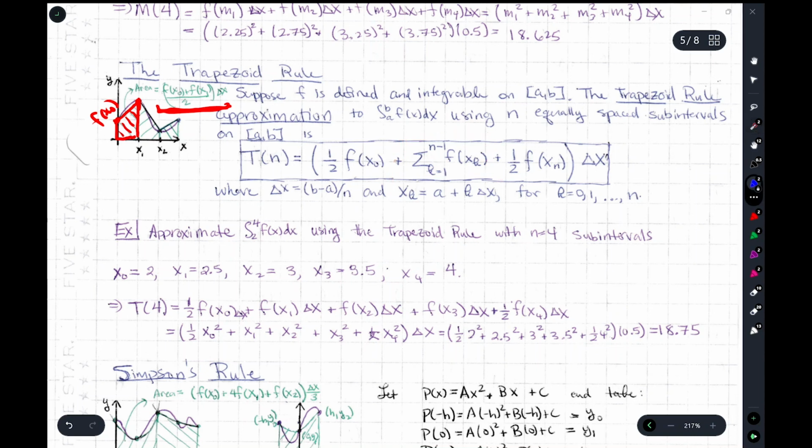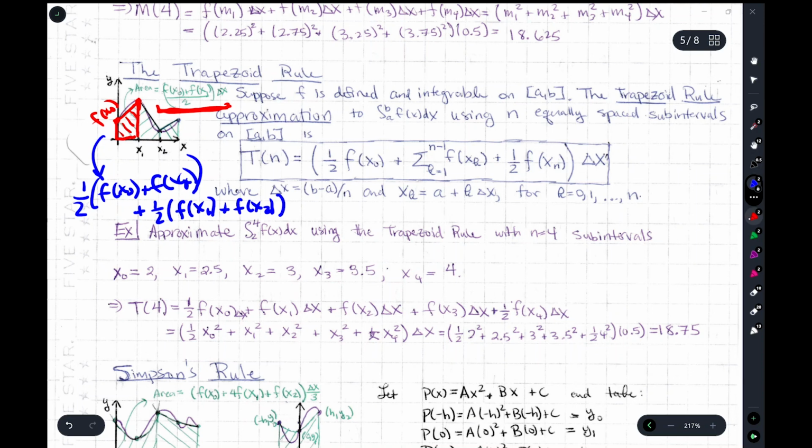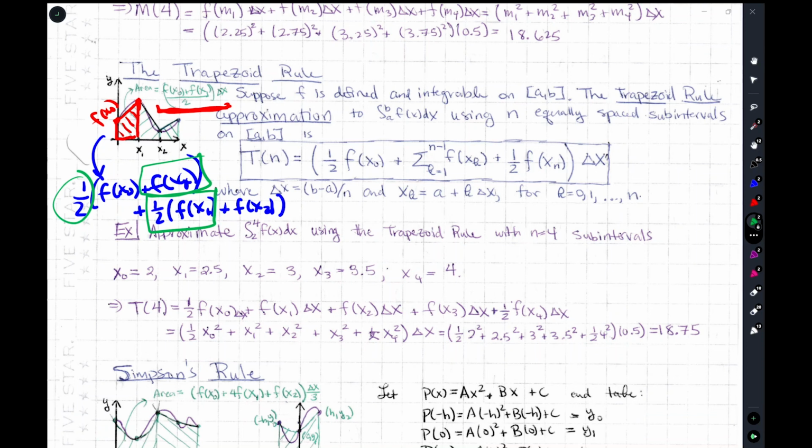And what's going on there is, you could see that if you have 1/2 f(x0) plus f(x1) for the first trapezoid, you'll get for the second trapezoid 1/2 f(x1) plus f(x2). And you could see that when you add this 1/2 f(x1) with this 1/2 f(x1), you'll get just f(x1). And so that's what's going on.